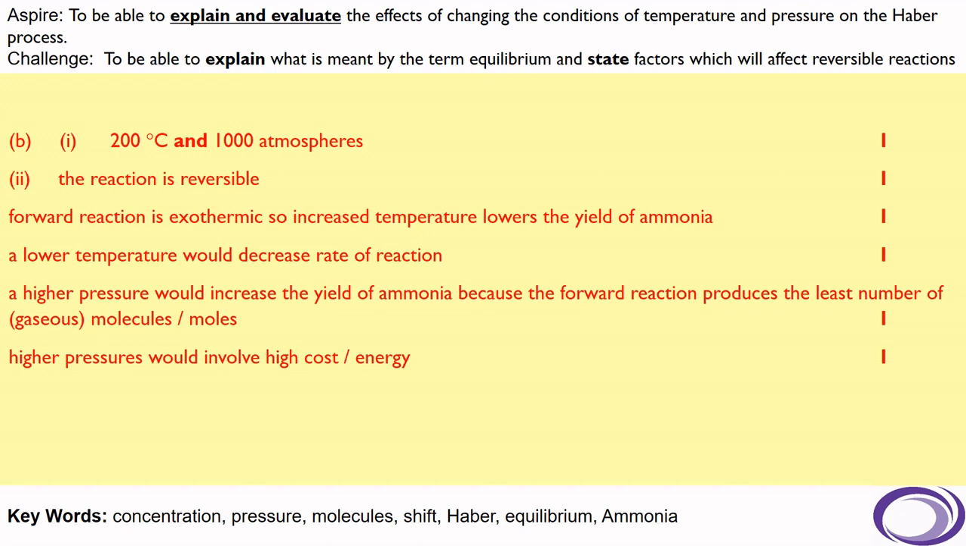And the forward reaction is exothermic, so an increased temperature lowers the yield, but it would also decrease the rate of reaction. Now that phrasing would have given you 2 marks. Then talking about the pressure, a higher pressure would increase the yield, but it would also increase the costs or the energy needed for that reaction to take place.